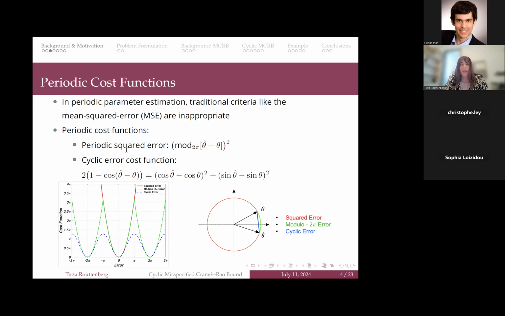We can also take the cyclic error cost function, which you can see here: this is the squared difference between the cosine of the estimator and the cosine of the parameter to be estimated, plus the same for the sine. And here we have the illustration. If I'm trying to estimate theta and I have the estimator theta hat, then this red arrow, the squared error, is irrelevant, and I need to take the modulo 2 pi error here, the green, or the cyclic error. In this talk, I'm going to concentrate on the cyclic error cost function. This is because, as you can see here, the modulo 2 pi is not differentiable. It makes some complexity, so we are using this cyclic error.